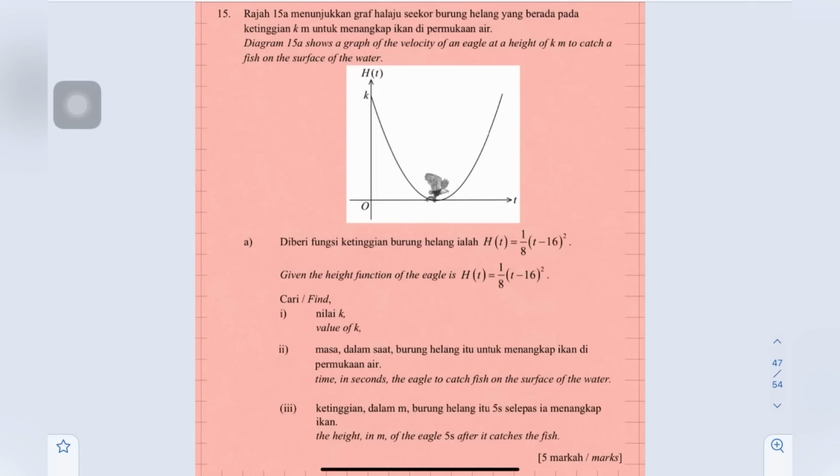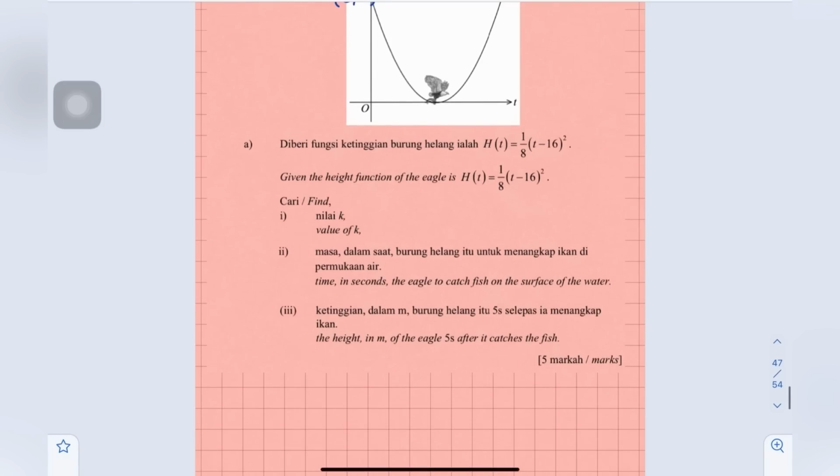Question number 15. Diagram 15a shows a graph of the velocity of an eagle at a height of k meters to catch a fish on the surface of the water. A. Given the height function of the eagle is h(t) equals 1 over 8 (t minus 16) squared. Okay, so part 1, find the value of k. So the value of k here, k is the h(t) intercept when t equals 0. So the coordinate is (0, k).